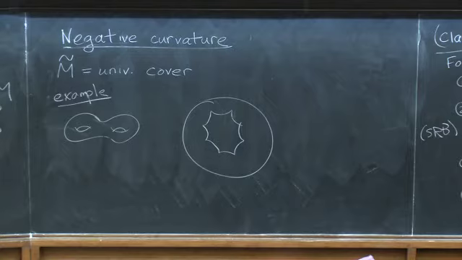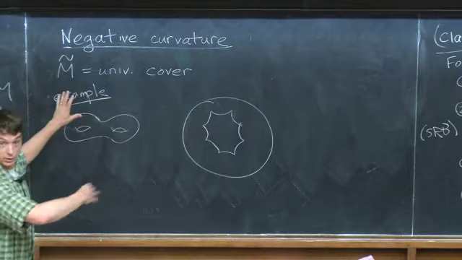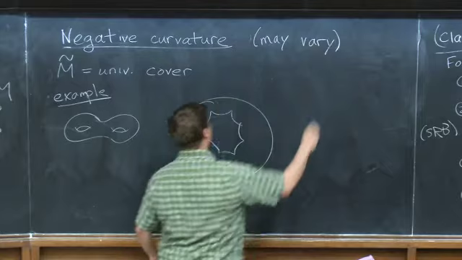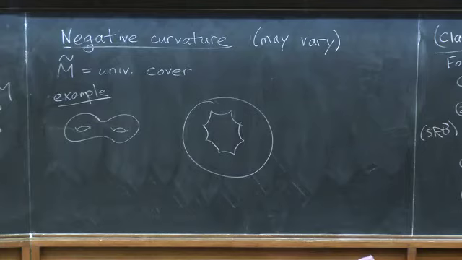Now, in fact, I don't want to assume constant negative curvature for any of the theorems. The negative curvature is allowed to vary, but when it's constant, you have this very nice picture. And in fact, in this setting, one could treat this kind of algebraically, but I'm not going to.